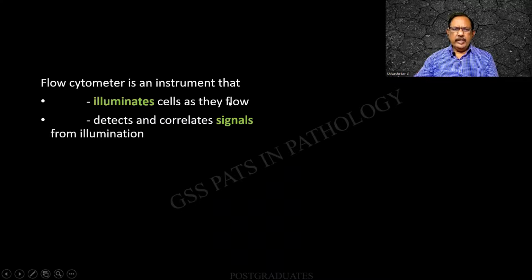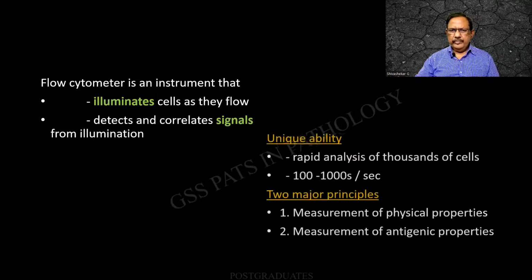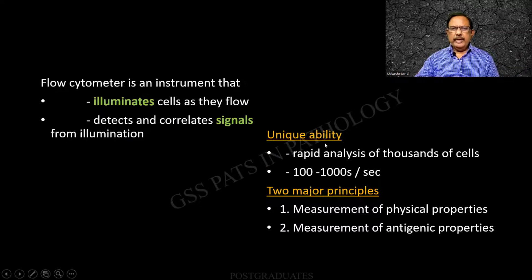The flow cytometer is an instrument that illuminates the cells as they flow. It detects and correlates the signals from the illumination. Beautiful. A couple of things that we people will have to memorize. It illuminates and then it detects and correlates the signals. It has certain unique abilities. Rapid analysis of thousands of cells, 100 to thousands of cells per second. Also, there are two major principles, measurement of the physical properties and measurement of the antigenic properties, as we shall be seeing.